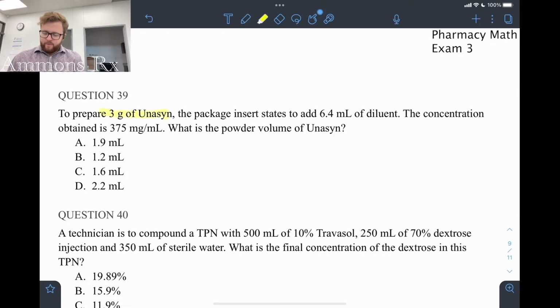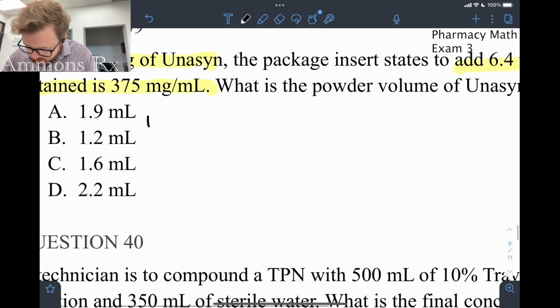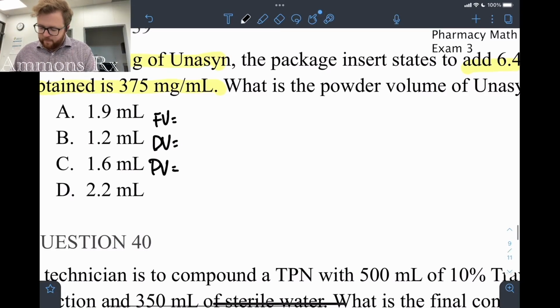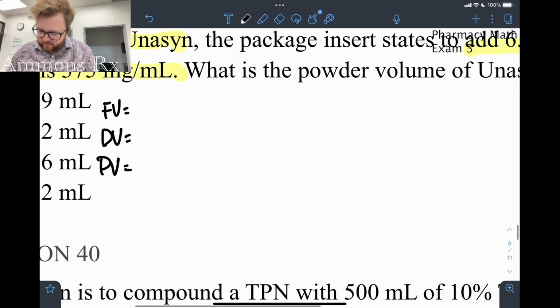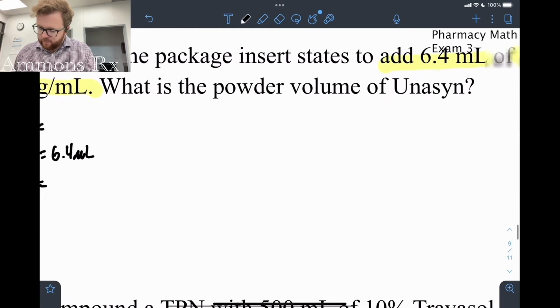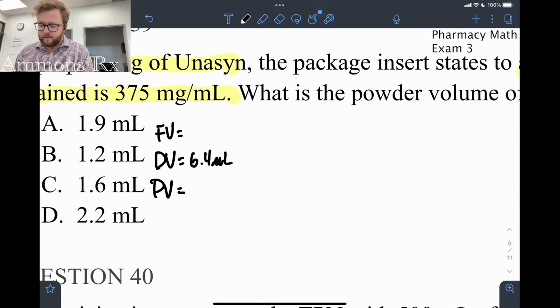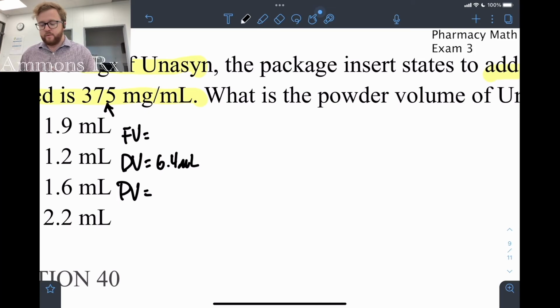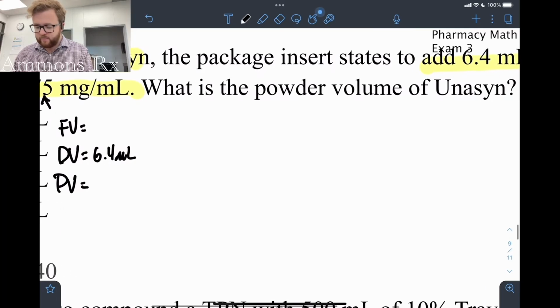To prepare 3 grams of Unison, it says to add 6.4 mils of diluent. Concentration is 375 per. What is the powder volume? Okay, 6.4 mils of diluent. 375 per. Okay, so right there is going to lead me to my next component, because like I said, when you see milligrams per mil, that means it's already reconstituted. So that means it's already mixed up. It's linked to our final volume.